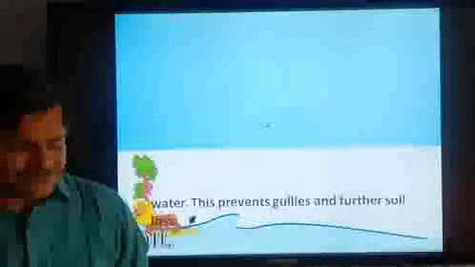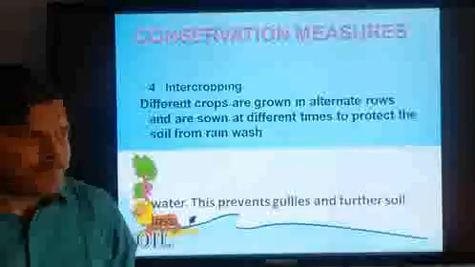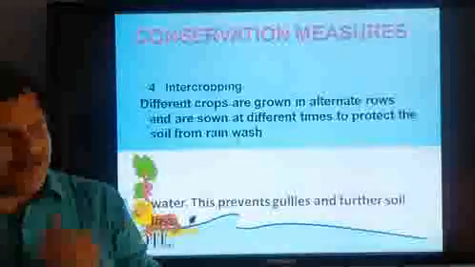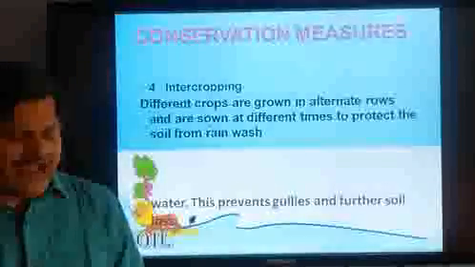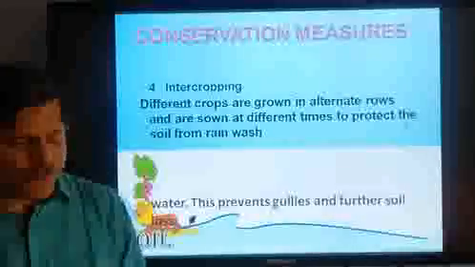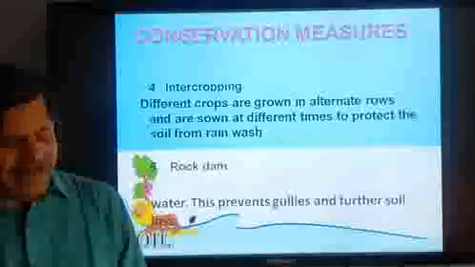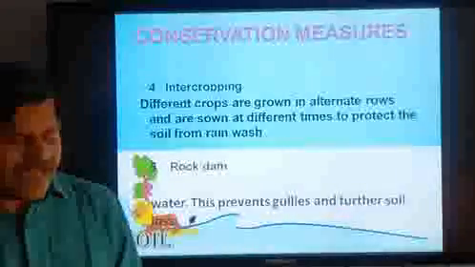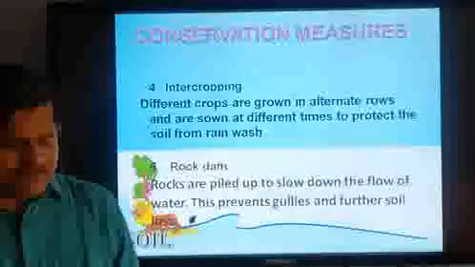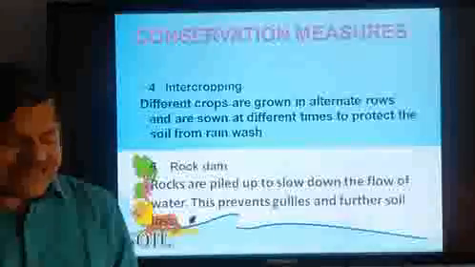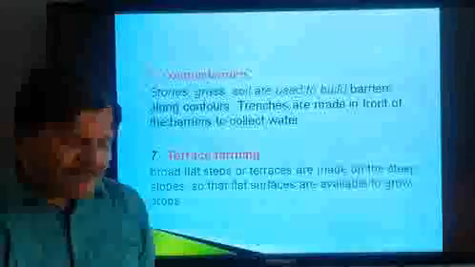Third one is intercropping. Different crops are grown in alternate rows and are sown at different times to protect the soil from rainwash. And rock dam. Rocks are built up to slow down the flow of water. This prevents gullies and further soil loss. The next one is contour barriers.